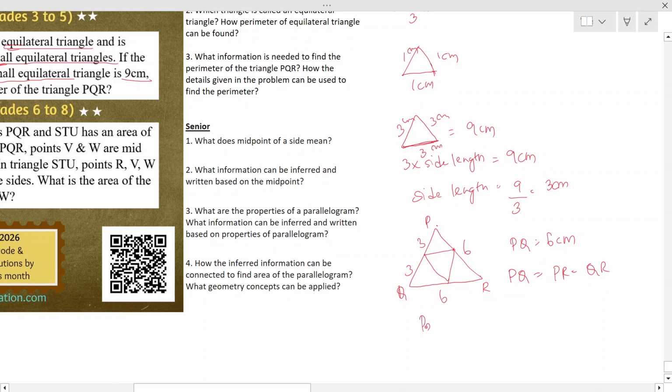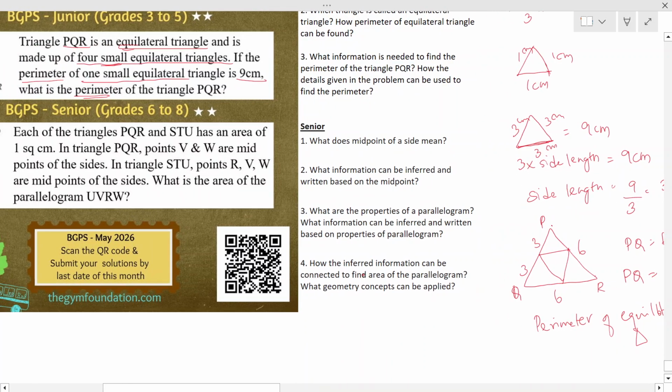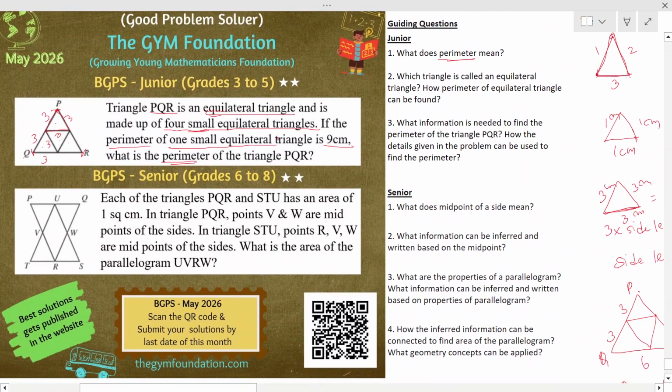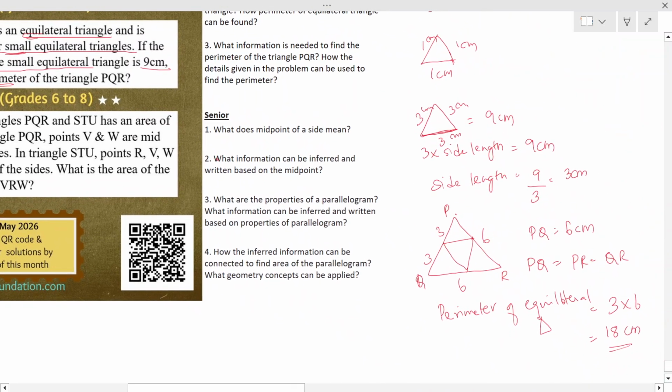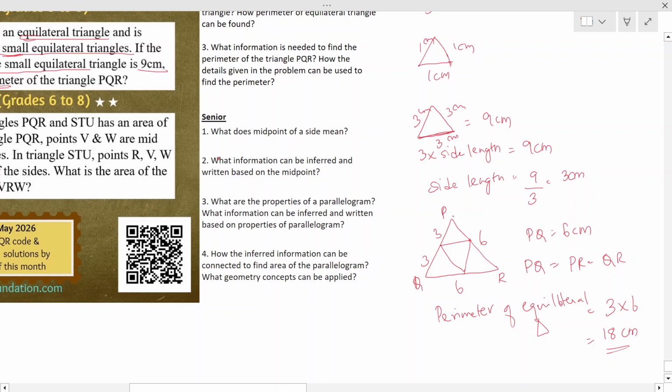So what is the perimeter of the bigger equilateral triangle? It is 3 times the side length. So 3 times 6 is 18 centimeters. So this is the solution for the perimeter of the triangle PQR, which is 18 centimeters.